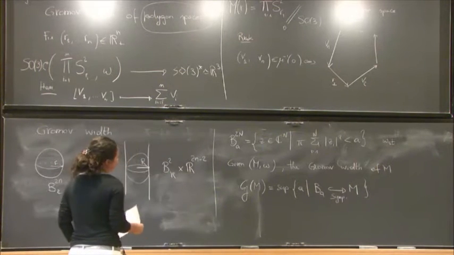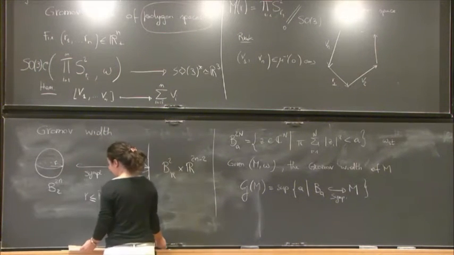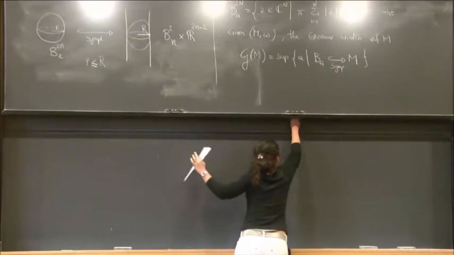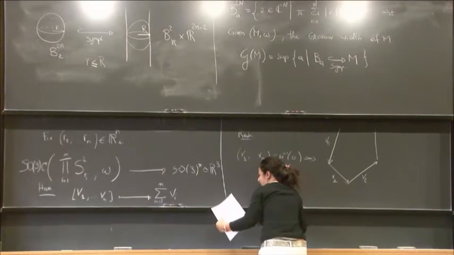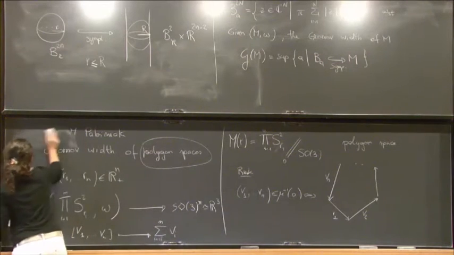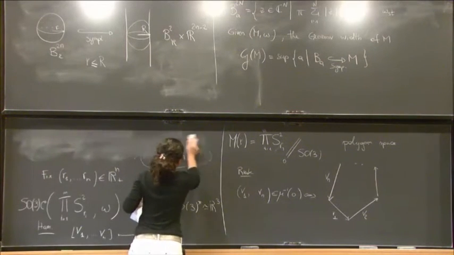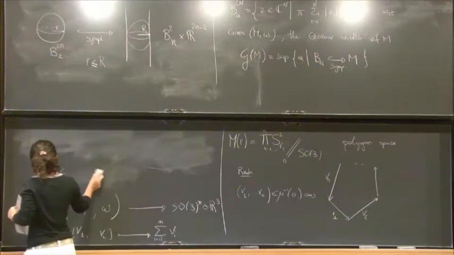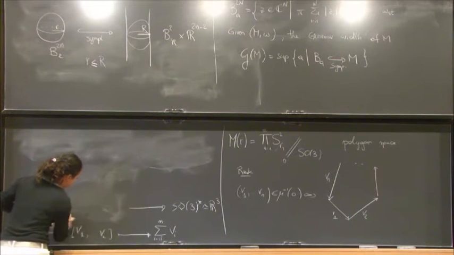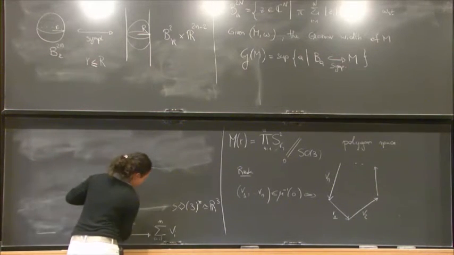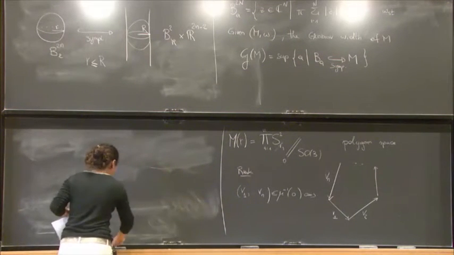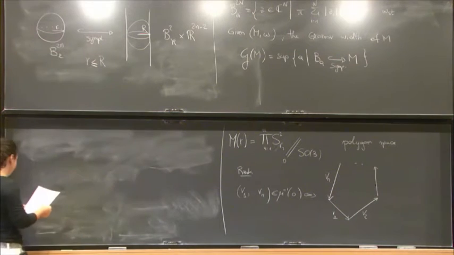So, let me pull this up. As far as I know, the Gromov width of a symplectic manifold is known in only a few cases. There are some results on lower bounds and upper bounds, but a sharp result on the Gromov width is not known in many cases.